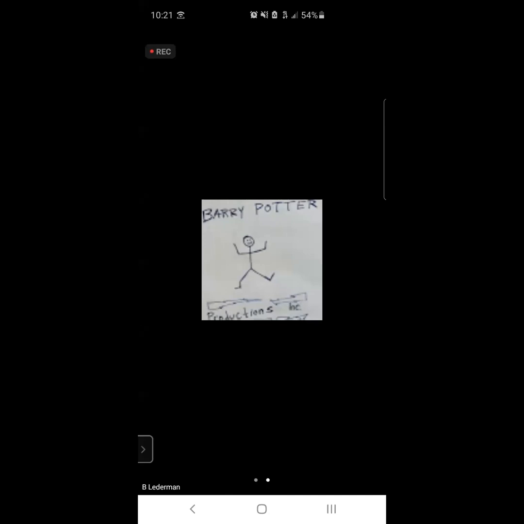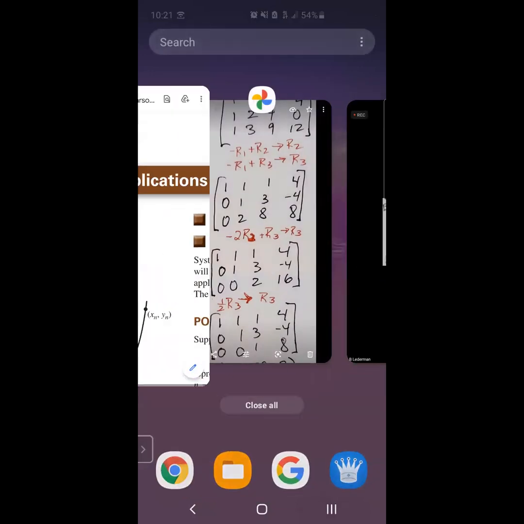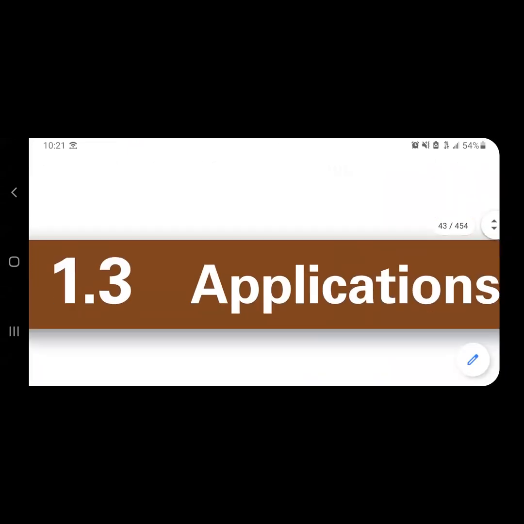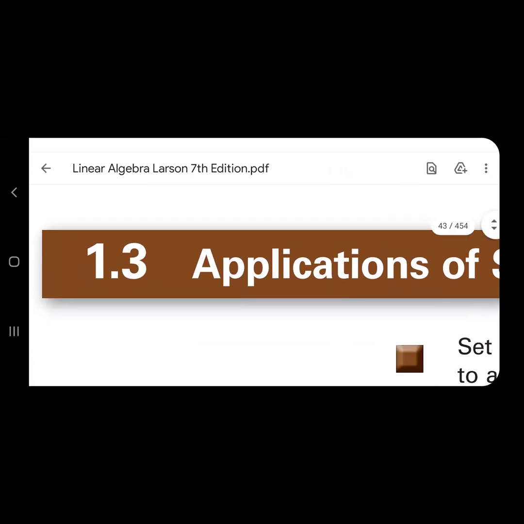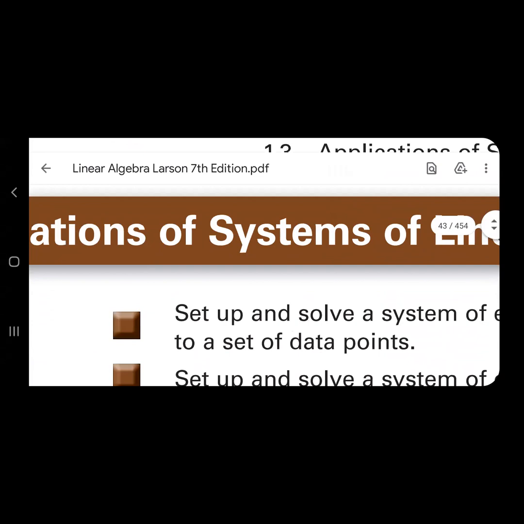Now we're not going to do the entire 1.3. I'm just going to do part of it. But let's get rolling here. So here we have section 1.3, which is applications, which is basically just applications of some of the stuff that we learned in chapter 1. So I'm not going to do the whole thing. I'm just going to do just one problem, just to give you the idea.